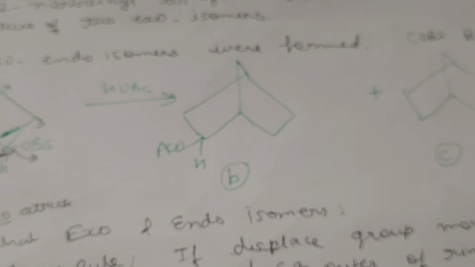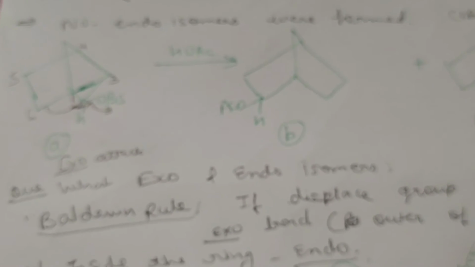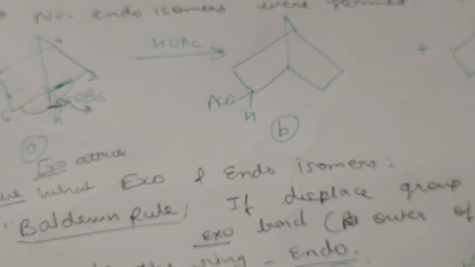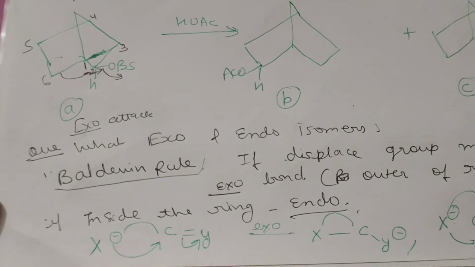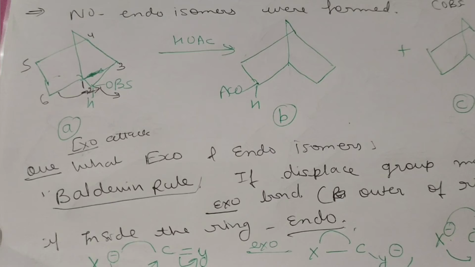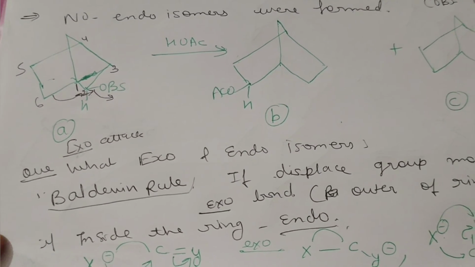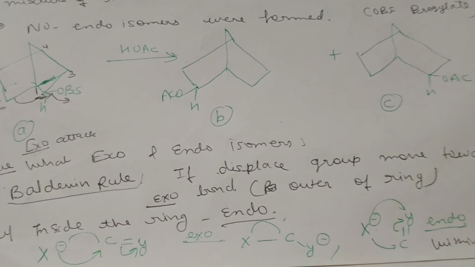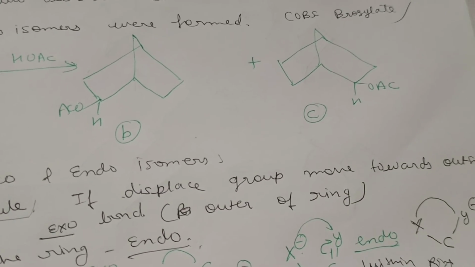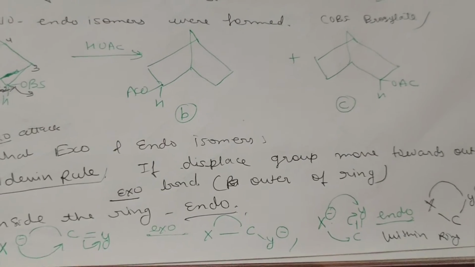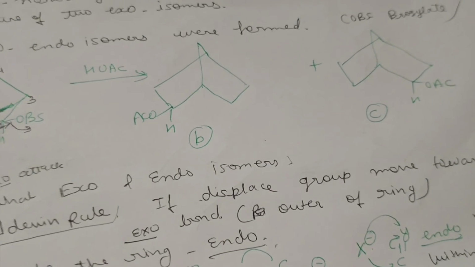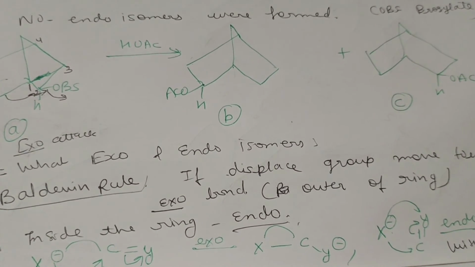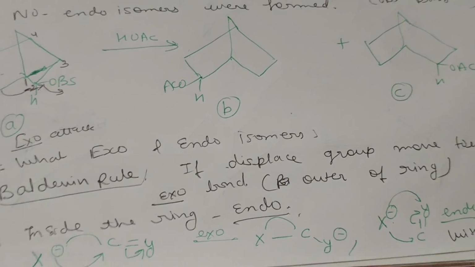So the question arises, what are the exo and endo isomers? Obviously, what do we mean by exo and endo isomers? Earlier, in the previous semester, you definitely did the Baldwin rule, because the concept was given by Baldwin, who proposed exo and endo. Baldwin proposed that if the displaced bond moves towards the outside of the ring, then an exo bond is formed, and if the displaced bond moves towards the inside of the ring, this is known as endo.